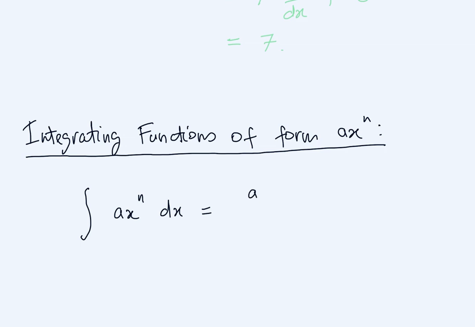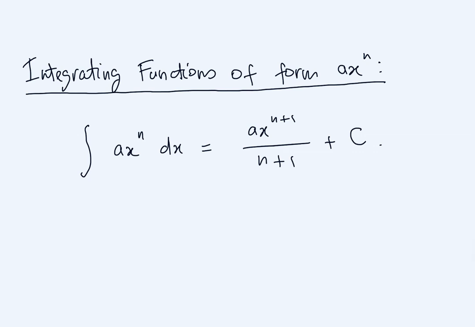It's equal to ax to the n plus 1 over n plus 1, plus an arbitrary constant c. Okay, so that's what you get. This is basically the formula for this. If you're integrating ax to the n with respect to x, that's equal to ax to the n plus 1 over n plus 1 plus an arbitrary constant c. That's basically what it is.